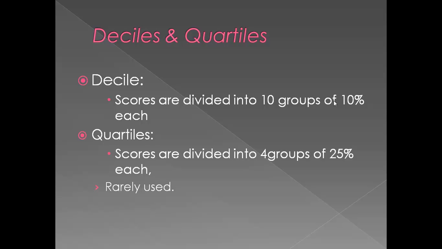Now, finally, we have deciles and quartiles. These are the least used of all of them. Deciles are divided into groups of 10, with 10% belonging to each decile. So in the highest decile, you would have 100%. The lowest, you would have 10%. It's very, very simple. Quartiles are divided into 4 groups of 25% each. They are each rarely used. But I wanted to give you an overall picture of what each of these can be used for.